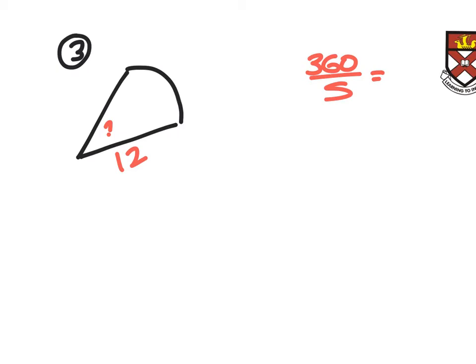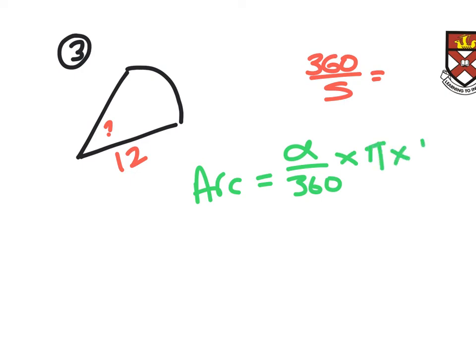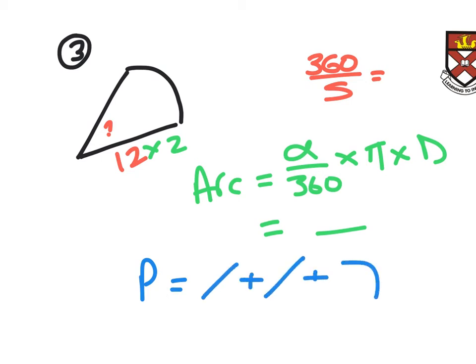We can now work out the arc length by using the formula: arc length is the angle at the centre divided by 360 times pi times the diameter. The diameter, remember, is going to be double the 12. Once you've worked that out, the question does ask you for the perimeter of the shape, so you're going to have to add the straight bit on, the other straight bit on, and then the arc on. So 12 plus 12 plus your answer up here gives your final answer.